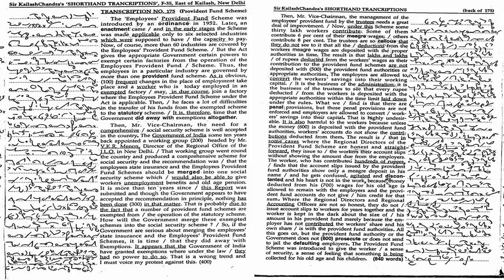Then, Mr. Vice Chairman, the need for a comprehensive social security scheme is well accepted in the country. The Government of India, some 10 years back, appointed a working group headed by Mr. V.K.R. Menon, Director of the Regional Office of the ILO in New Delhi. That working group went around the country and produced a comprehensive scheme for social security, and the recommendation was that the employees' state insurance and the employees' provident fund schemes should be merged into one social security scheme, which would also be able to give workers unemployment benefits and old age pension.